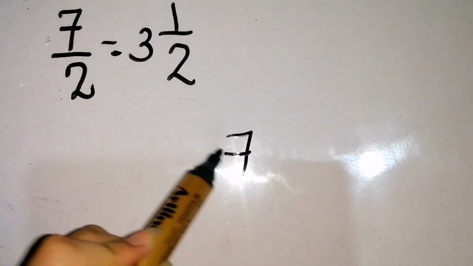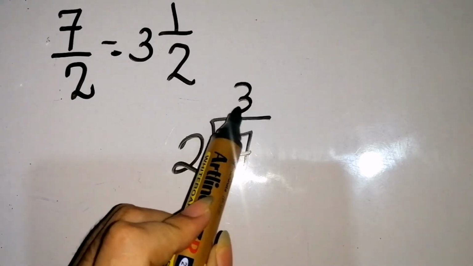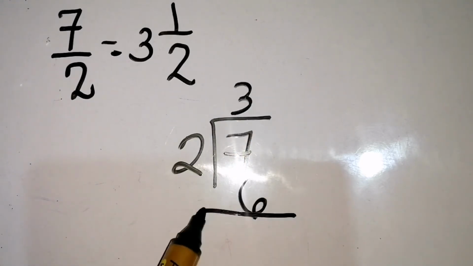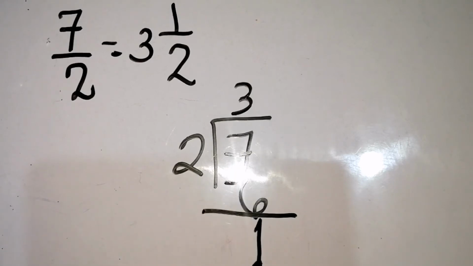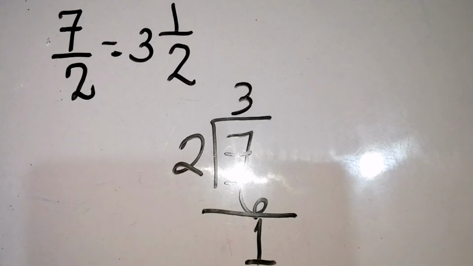So dividing 7 by 2, we will have 3 here. 3 times 2 is 6, and subtracting this from 7, we will have 1 as our remainder. Now look at the numbers that are involved in our solution. Do you see any familiar numbers with the ones that we have in our mixed number? Actually, yes, they can be found here in our solution. 3 is the whole number, 1 is the numerator here, and 2 is our denominator.